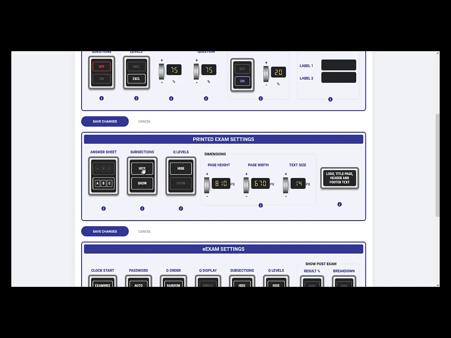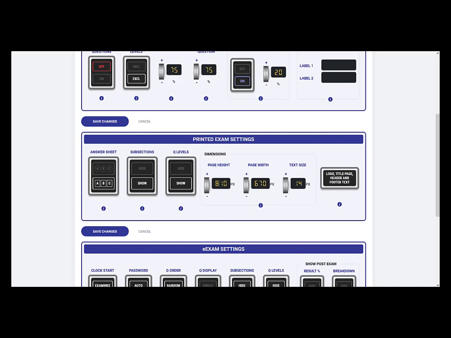Choose whether you want to show the subsection names on the exam. Questions will be grouped in their respective subsections in any case, but you can select to show the subsection name at the start of each subsection set of questions. Do the same for question levels 1, 2, and 3. You can show or hide this on the printed exam paper.